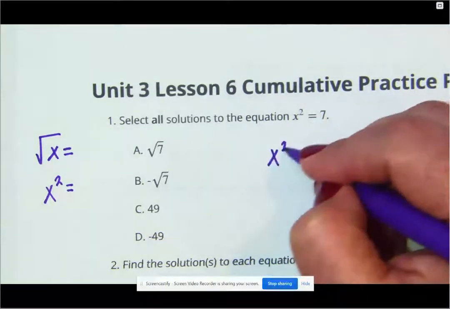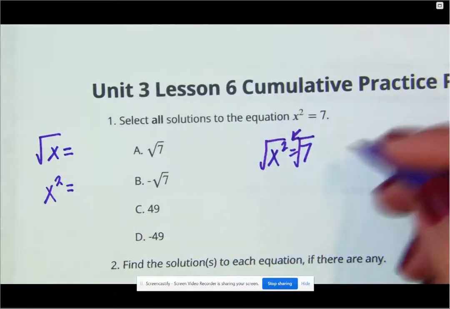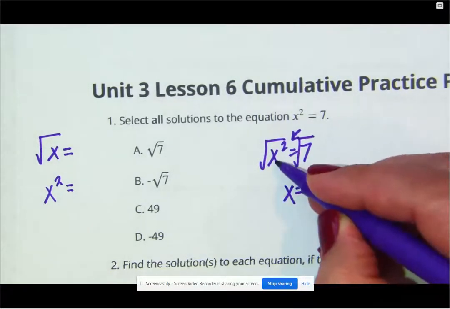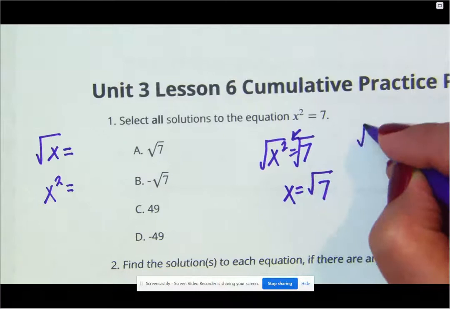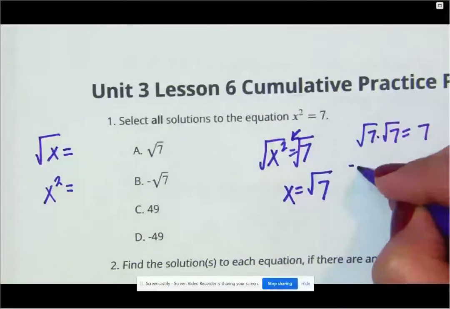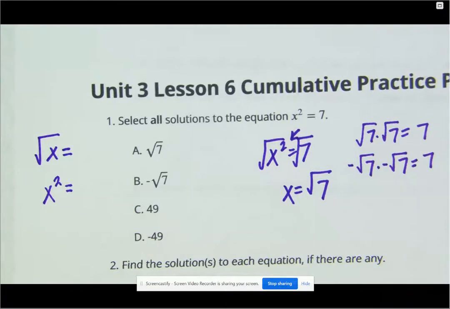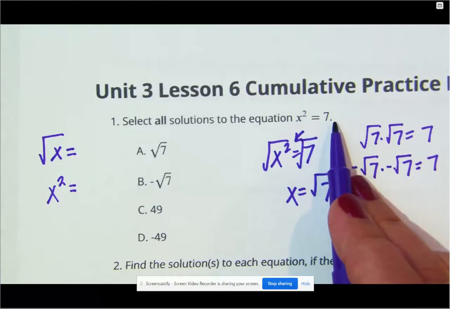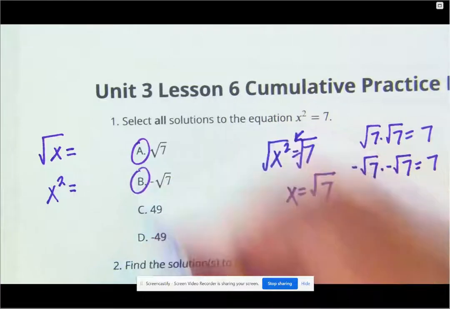So technically to solve that, to undo square root or square, you take the square root of both sides. Again, if you're thinking about it logistically, what number can you square that will make 7? Well, you could do the square root of 7, because the square root of 7 times the square root of 7 is 7. But you could also do negative square root of 7, because a negative times a negative will also give you the 7. So when it's in this form, x squared equals a positive number, you get both the positive and negative solution. So we've got A and B.